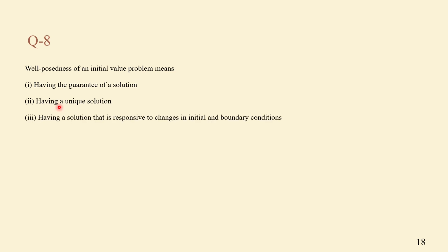In question 8, it is asked what well posedness of an initial value problem means. Option 1, having the guarantee of a solution. Option 2, having a unique solution. Option 3, having a solution that is responsive to changes in initial and boundary conditions.